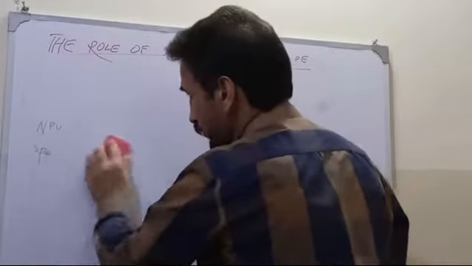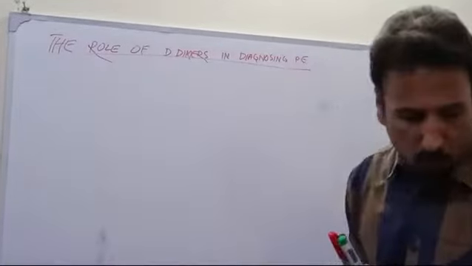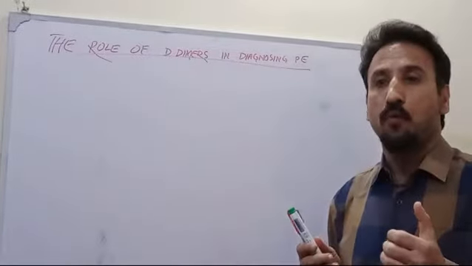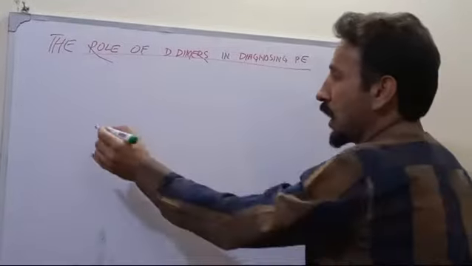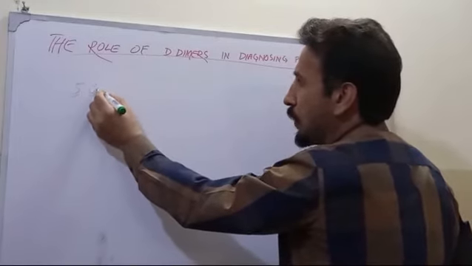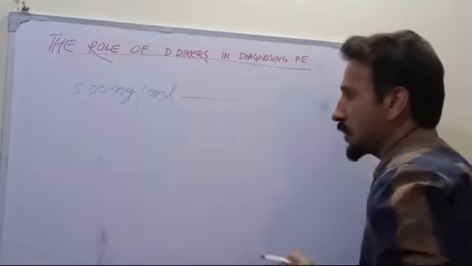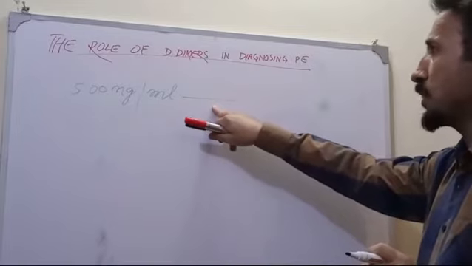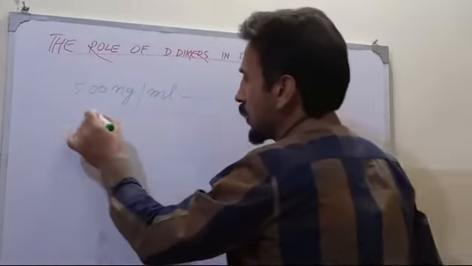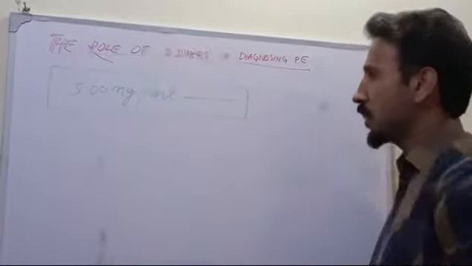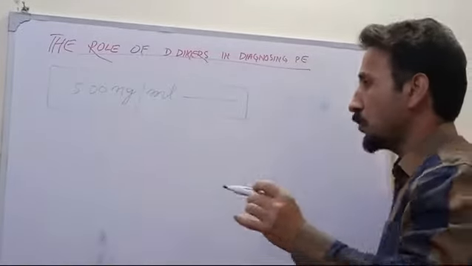Apart from this, what is the level of the D-dimers which should be considered as significant for the suspected pulmonary embolism? In the majority of studies, a D-dimer level of 500 nanogram per ml is taken as the cutoff value for whether to exclude or include the pulmonary embolism. So how do we interpret this value? This value of the D-dimers must be interpreted in the context of the modified Wells score.